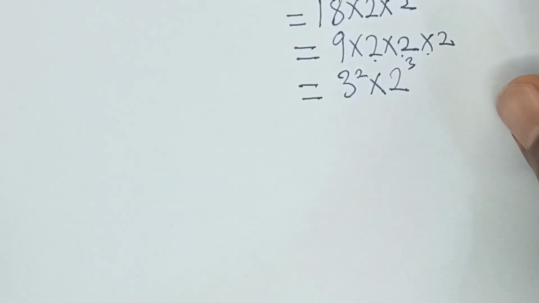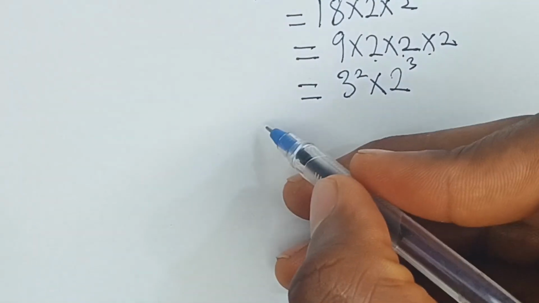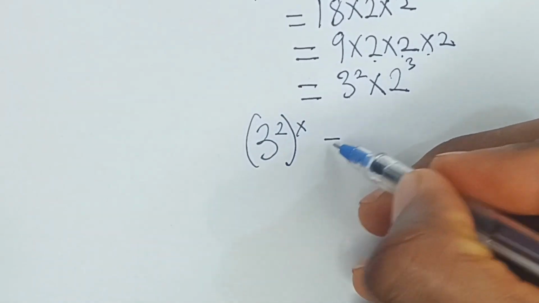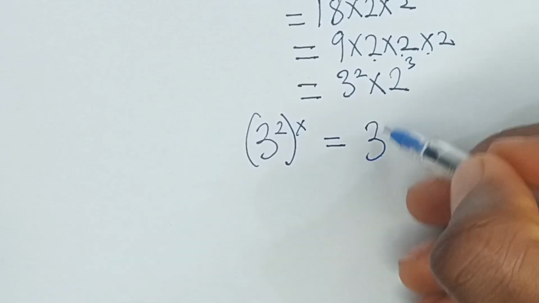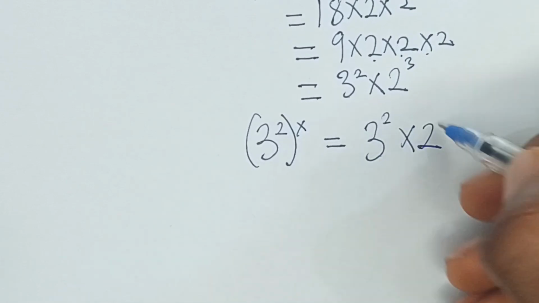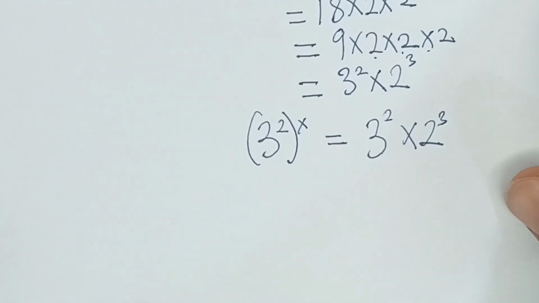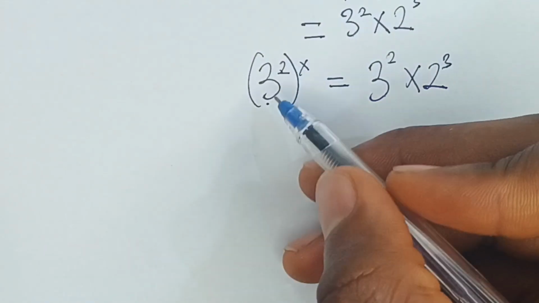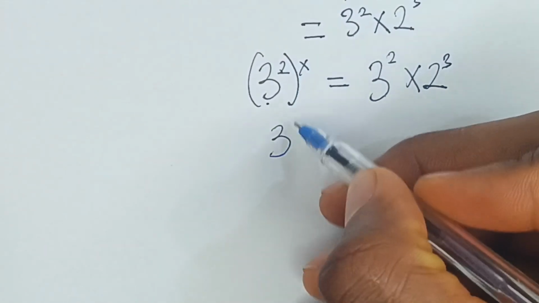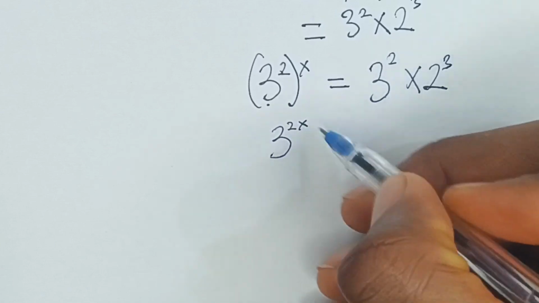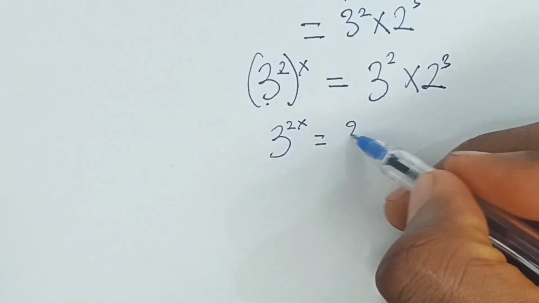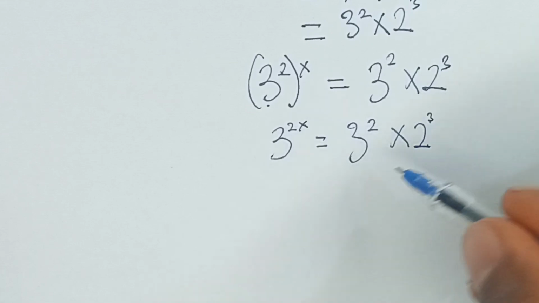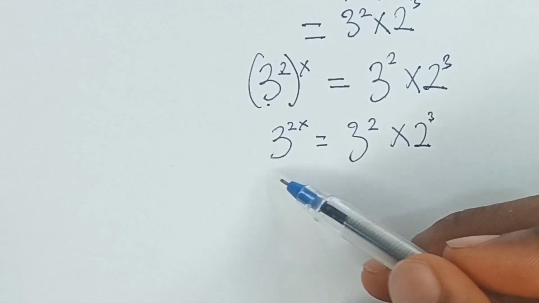So instead of 9 raised to power x, now we're going to have 3 raised to power 2 raised to the power of x to be equal to 72, which on the other hand is 3 squared times 2 cubed. Now from here we can say 3 raised to power 2 raised to power x can be written as 3 raised to power 2 times x, which is 2x, to be equal to 3 squared times 2 raised to power 3. Now next we can take the logarithm of both sides.